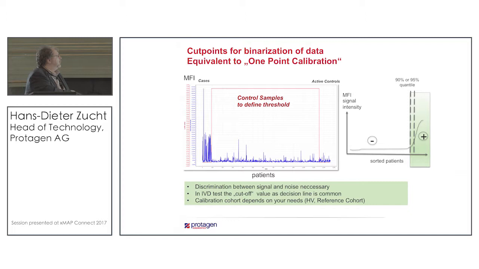This is basically a cutoff value which you do in an IVD analysis all the time. So you can, for example, decide to take the 95th percentile or 90th percentile of the intensity value to say, okay, that's basically what I accept as a threshold. Of course, there are different possibilities. You can do 1.6 standard deviations times whatever. So in principle, it's up to you where you believe positivity or negativity is.